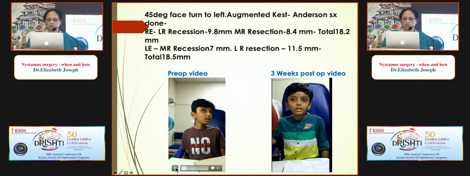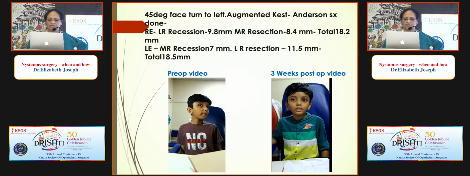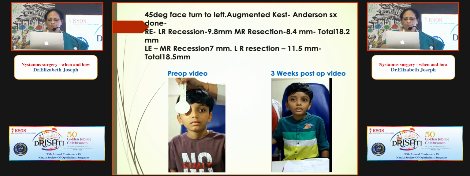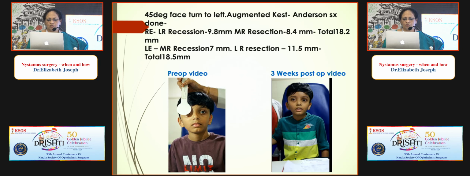This child is also sitting in my office and reading the Snellen's chart. The face turn is about 45 degrees, and you can see the primary position nystagmus. So this child needed a larger surgery. We did a 40% augmentation, where lateral rectus 9.8, medial rectus 8.4 of the right eye, and left eye medial rectus 7 and lateral rectus 11.5.